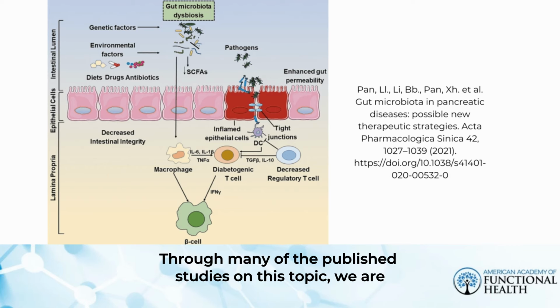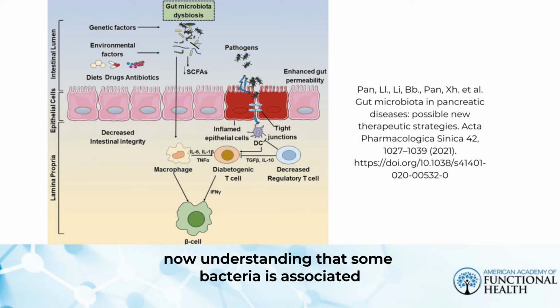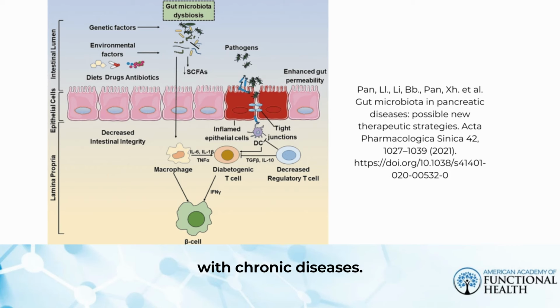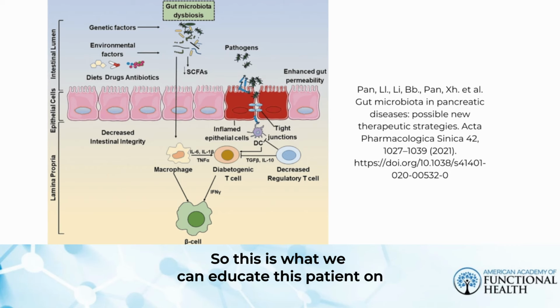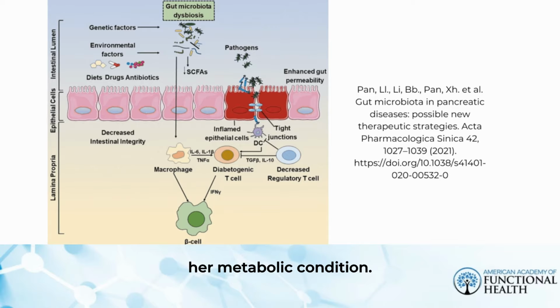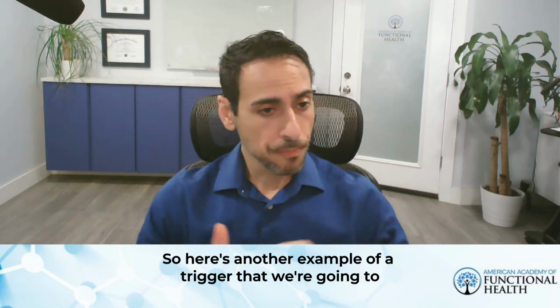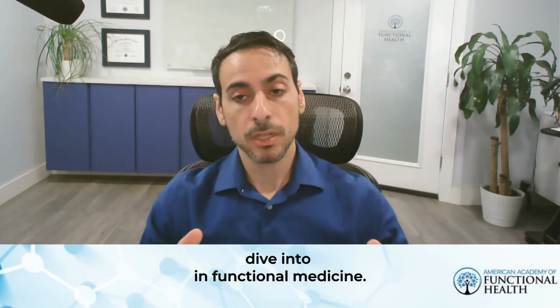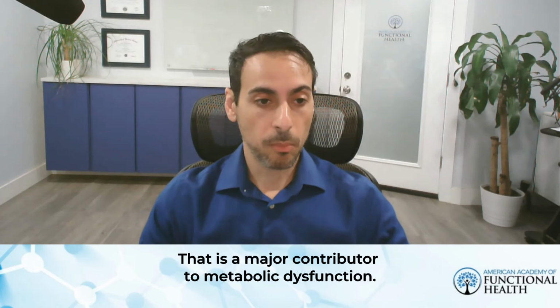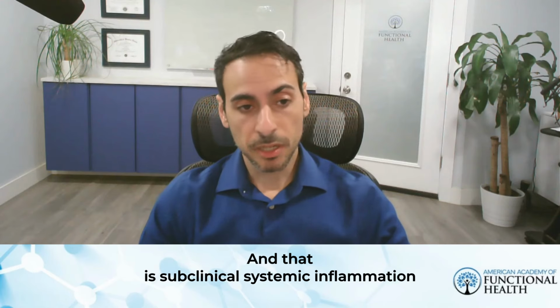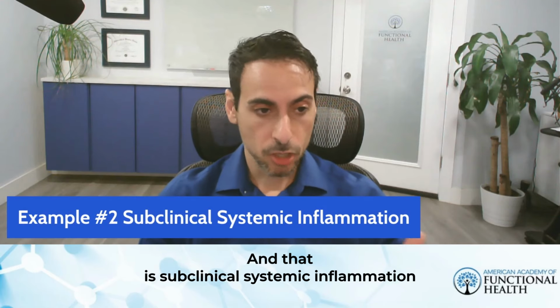Through many of the published studies on this topic, we are now understanding that some bacteria are associated with chronic diseases. So this is what we can educate this patient on: how the gut microbiome is impacting her metabolic condition. So here's another example of a trigger that we're going to dive into in functional medicine that is a major contributor to metabolic dysfunction, and that is subclinical systemic inflammation.